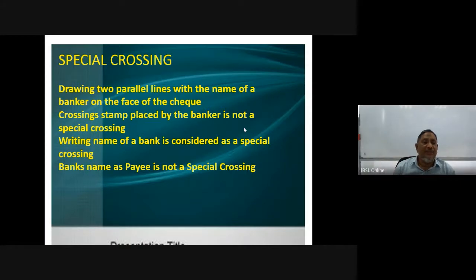A bank's name as a payee is not a special crossing. You have to identify the difference between the special crossing, where the name of a bank is incorporated so that bank only can collect that check. Right? In those days, the bank used to place the crossing stamp and do the clearing. Now it is no more there. The bank has to place the crossing on the reverse. Therefore, that bank crossing is not a statutory feature. Okay. When the payee's name is a bank, it is not a special crossing.